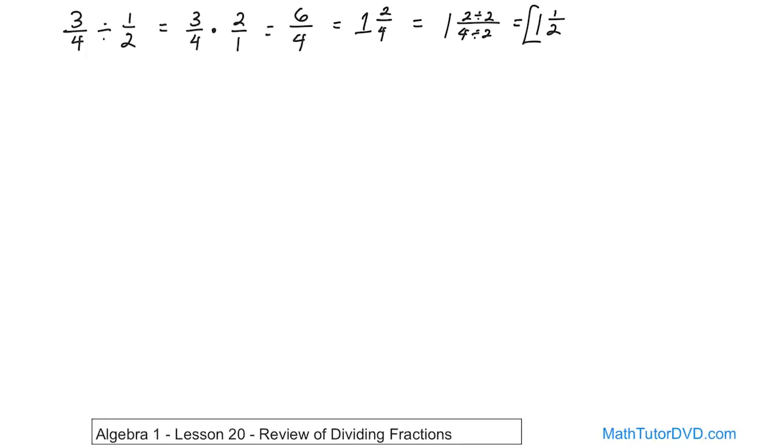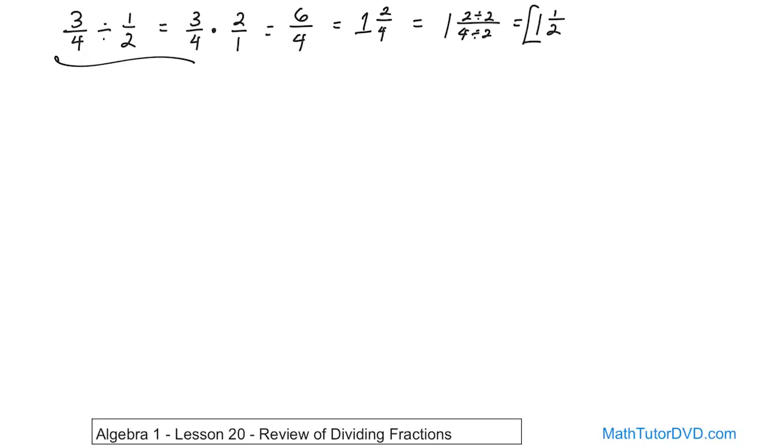Now, truthfully, this 6/4 way back here, that's also a valid answer. I mean, that's the answer to this division problem that we have here. But we always look for opportunities to simplify. So we change it to a mixed number, and then we go ahead and simplify that.